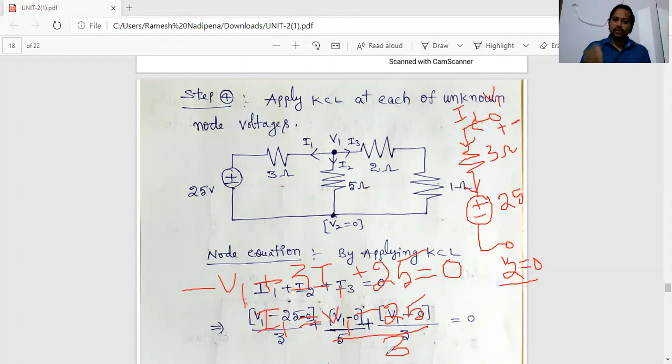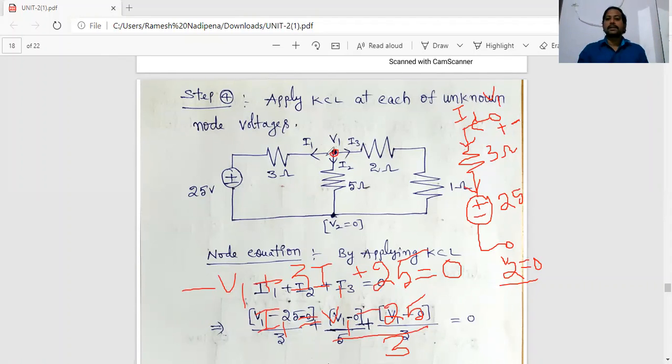So no need to calculate all these things in your examination. Simply you have to write: at this node, node 1, I have to write the node equation. That means here I1 equal to simply (V1 minus 25) by 3. If you want to write the first node equation, that is the V1 equation, assume that the node voltage is more than any other node voltages.